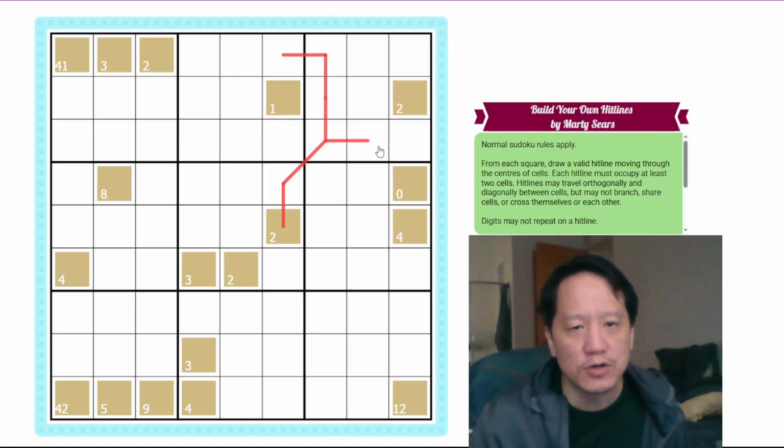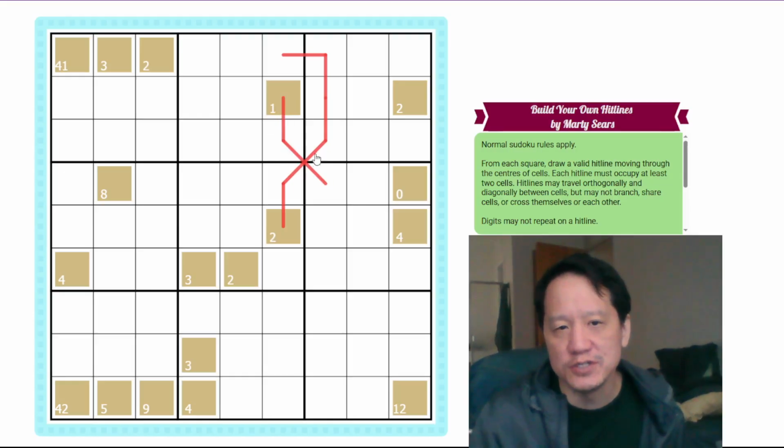So these are all invalid hit lines. This is a valid hit line. This is not valid here because it crosses itself. This is not valid here because it branches. And this is not valid as a hit line because this shares a cell with another hit line. And this is not valid as a hit line because it crosses this hit line.